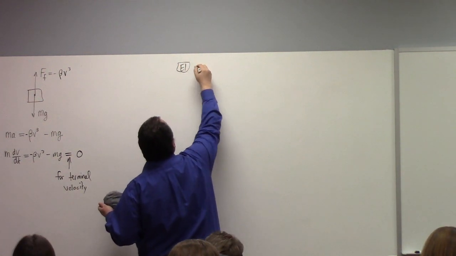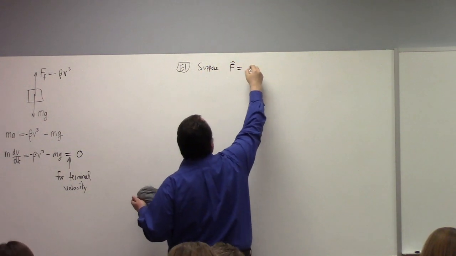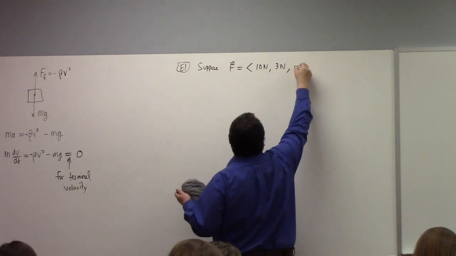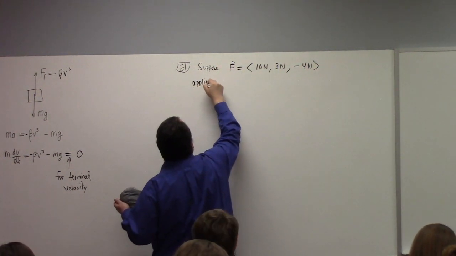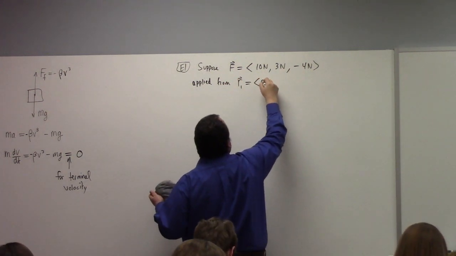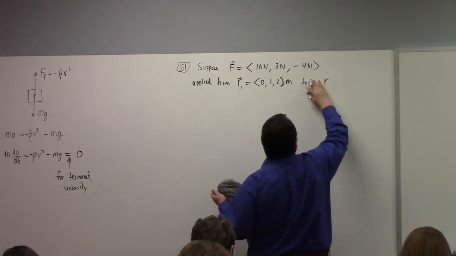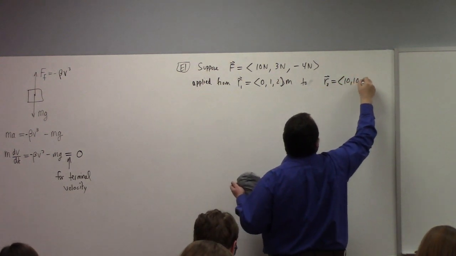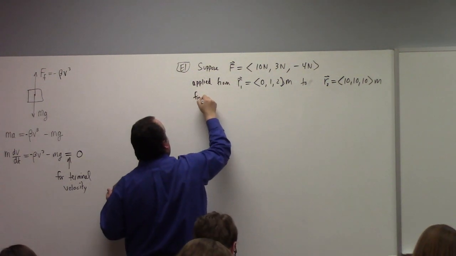Example 1, suppose you've got a force which is 10 newtons, 3 newtons, and minus 4 newtons applied from r1, which is, let's say, 0, 1, 2 in meters, to r2, which is, let's say, 10, 10, 10 in meters, right? Find the work done by F.